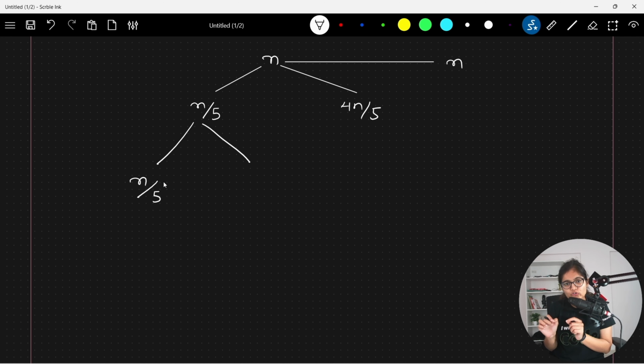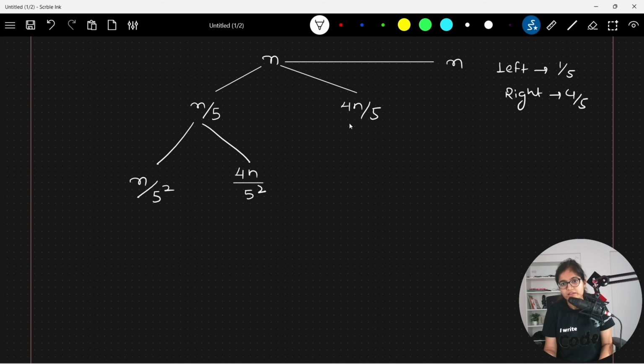Just try to understand the pattern here. When I divide my array into two halves, on the left side we divide by 5, whatever element we have, we divide that by 5. And on the right side we multiply by 4/5. So again it will be n/5 squared, or 4n/5 squared. Similarly here, on the left side it becomes 4n/5 squared, and on the right side it will be 16n/25 squared.